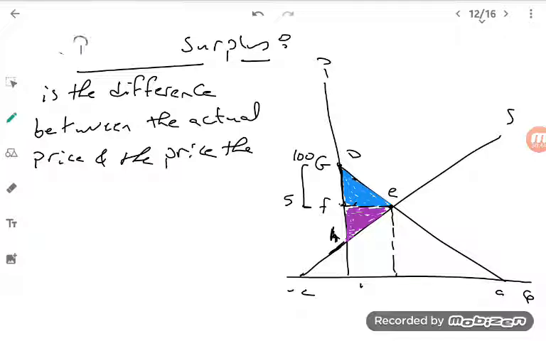And we can define it as the difference between the actual price received by the producer and the desired price. Okay, you have to read the book for more details about this. Okay.